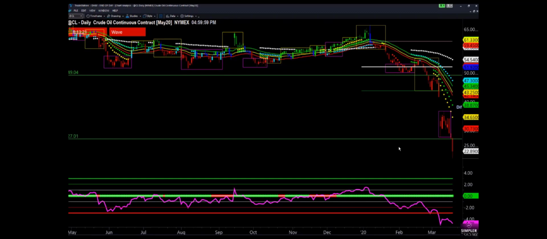You can see the trade flags in the upper left-hand corner, double red. Bearish structure of your 8, 13, and 21 EMAs. Bearish structure of the 34 EMA wave.